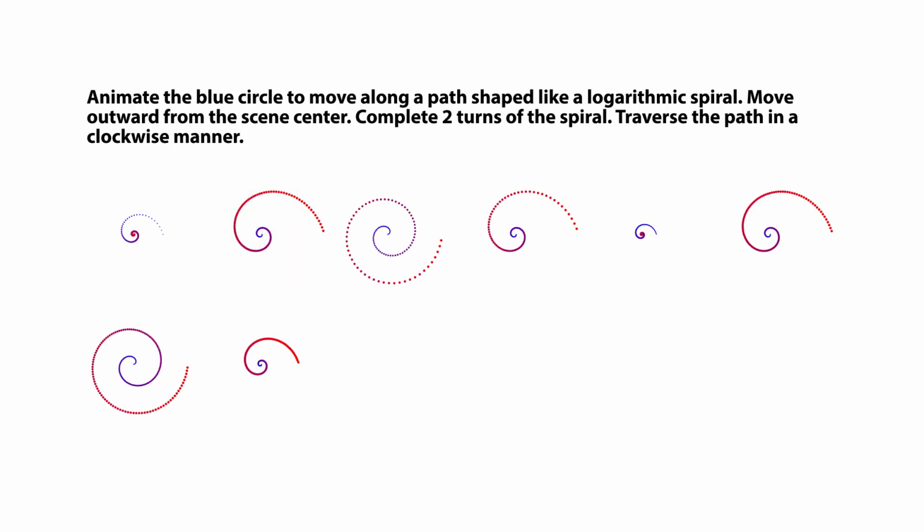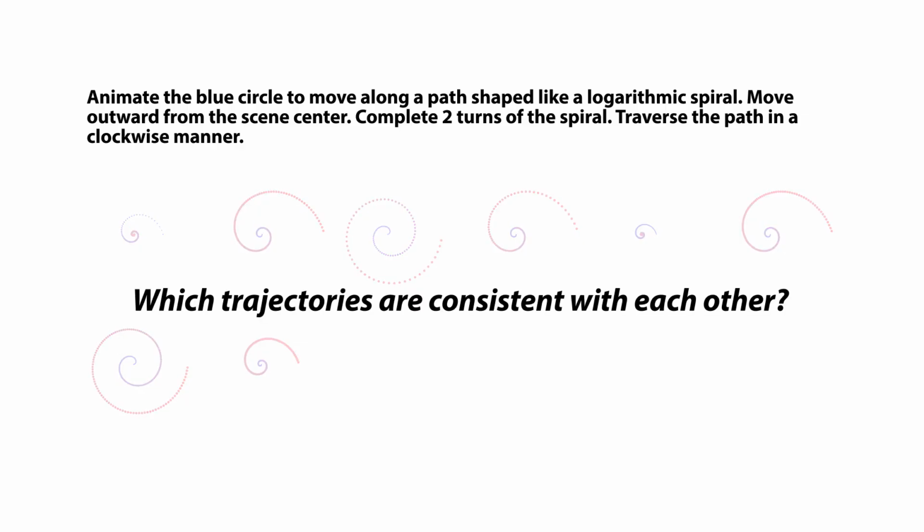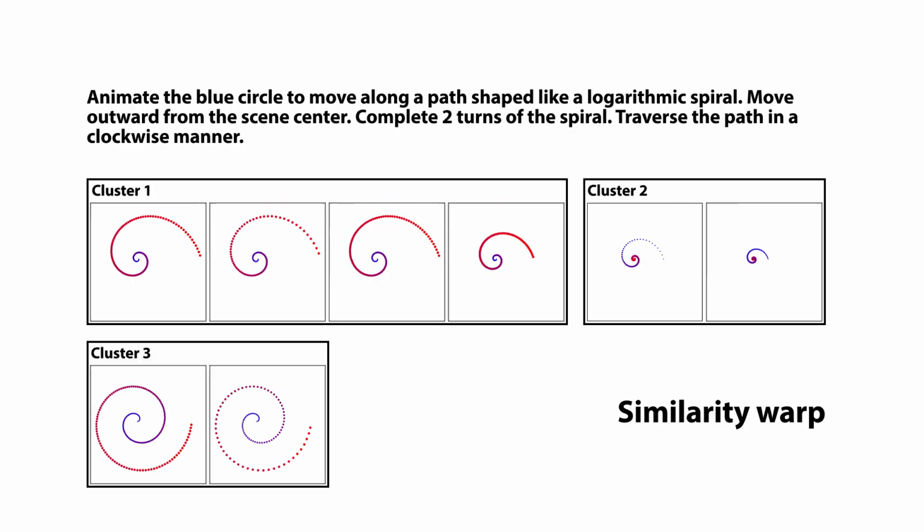Now, to apply self-consistency to find the correct trajectories, the key question is how we can know which trajectories are consistent to each other. For these geometric shapes, one way is to use geometric transformations, such as rigid, similarity, and affine warps. Here, we group the trajectories with a similarity warp and obtain clusters with various sizes. And the largest cluster here represents the most consistent answer. In this case, the largest cluster does give us the correct collection of trajectories that match with the prompt.